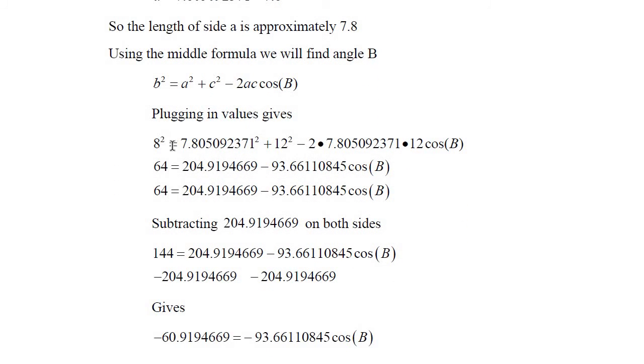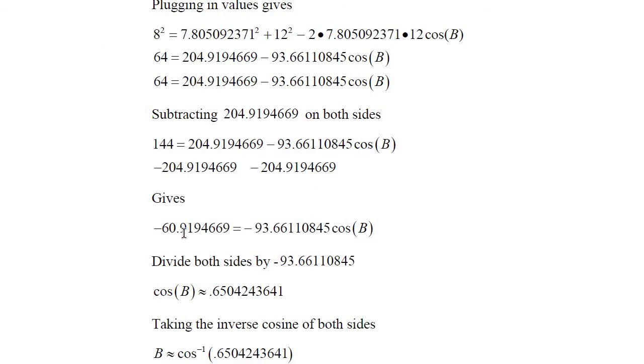So, I have 8 squared is equal to this 7.8 long decimal squared plus 12 squared minus 2 times the 7.8 long decimal times 12 times the cosine of angle B. So when I start doing my calculations, I get 7.8 something squared plus my 12 squared gives me 204.9 something. And then when I multiply this 2 times 7.8 something times 12, that ends up giving me this big long decimal. Alright, subtracting the 204.9 on both sides, that ends up giving me a negative 60.919 is equal to negative 93.661 cosine of B.